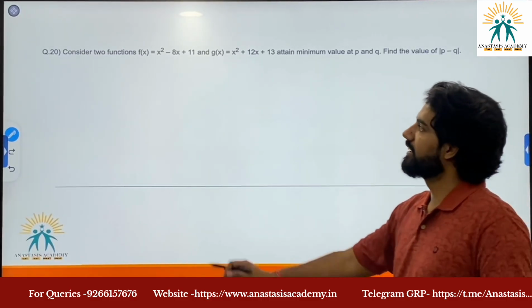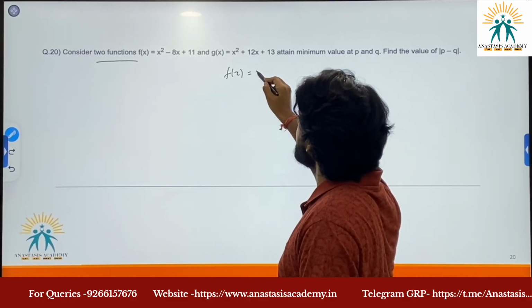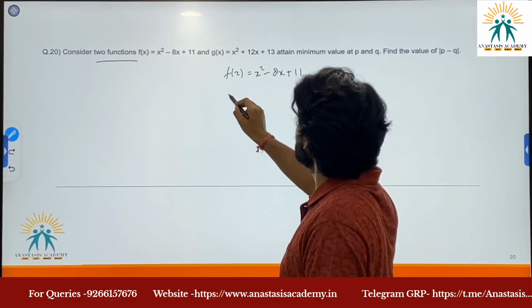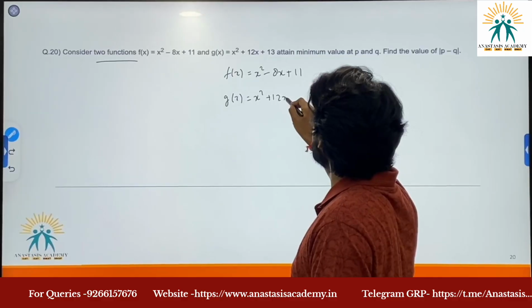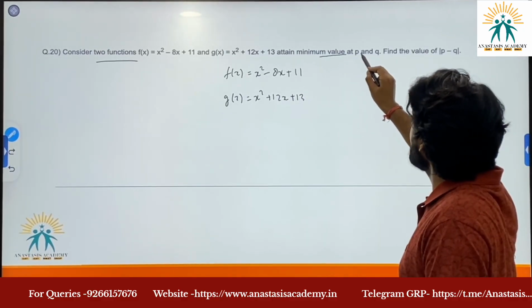Next question. Consider two functions. There are two functions, f(x) = x² − 8x + 11, and this other function g(x) = x² + 12x + 13. It is given that these functions attain minimum value at p and q.